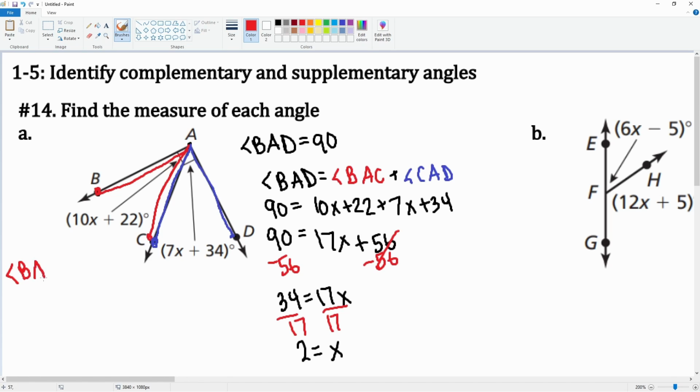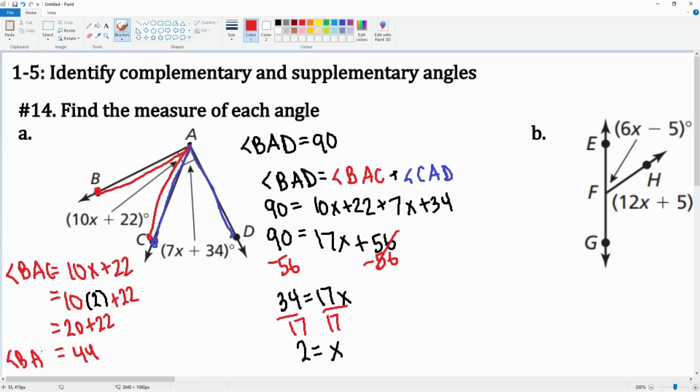Angle BAC is equal to 10x plus 22. Let's just plug it in. So our x value is 2. So 10 times 2 is 20 plus 22. That gets us 44 degrees for angle BAC. So this angle here is 44 degrees.